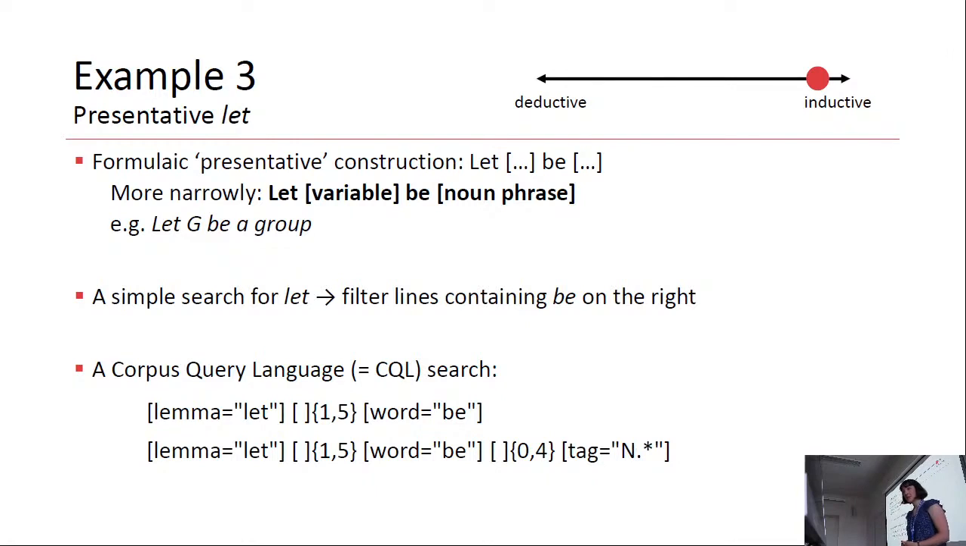So what you can do on the first line, what I'm doing there is just looking for let, and then within there is a gap of 1 to 5 words, and then the word be. Or what I can do is make it even more complex and then say, okay, and after a gap of 0 to 4 words, there will be something that's been tagged as a noun.